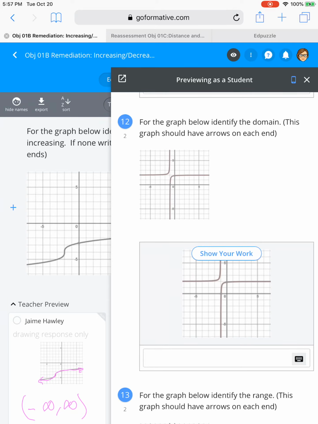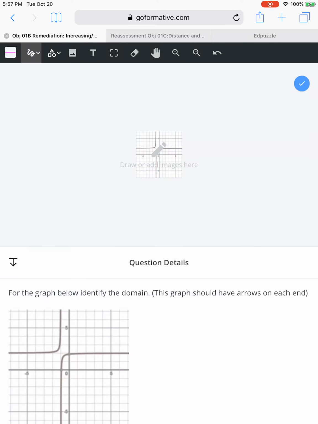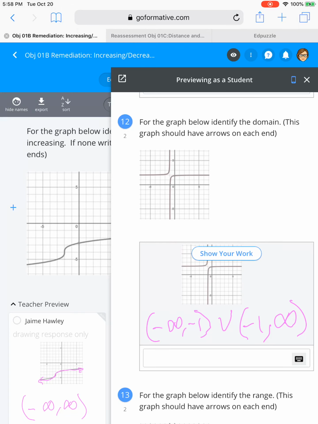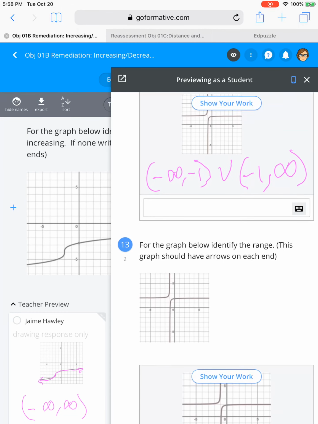Identify the domain. Domain is going to be the same thing. It's going to go from negative infinity, and then my x values stop for a minute, kind of a gap there at -1. And then it starts back up again. My graph starts up again at -1, goes to infinity. My graph has 2 parts, so the domain is going to have 2 parts.